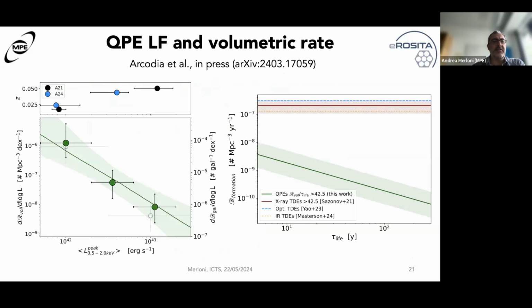Thanks to eROSITA, we can now build some statistics because we can model our selection function very accurately. So this is the first luminosity function of QPEs ever published. And this on the right is the rate. The comparison with the TDE rate, which is in red, shows that QPEs are rarer, about 1 in 10 or 1 in 100. And the connection between these two populations is now actively studied by theorists.